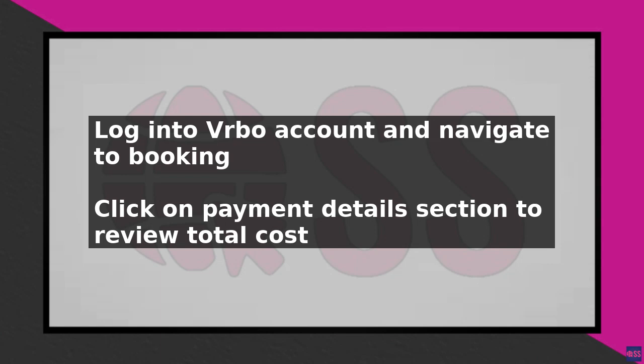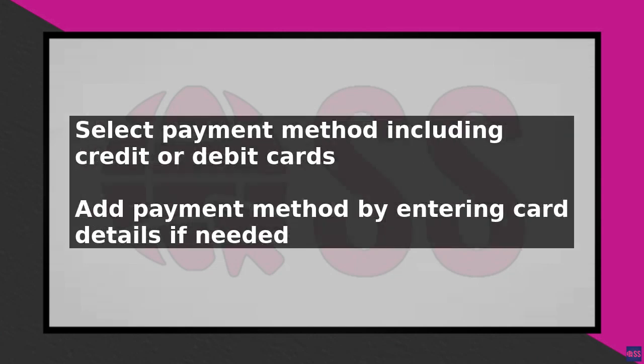If you have not already added a payment method, you will be prompted to do so at this time. To add a payment method, click on the Add Payment Method button and enter your card details, including the card number, expiration date, and security code.